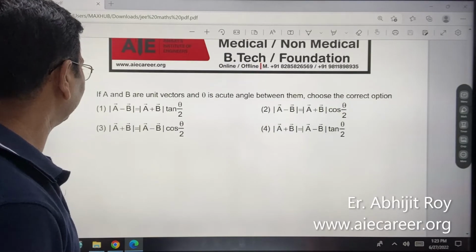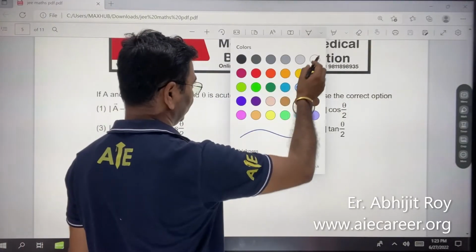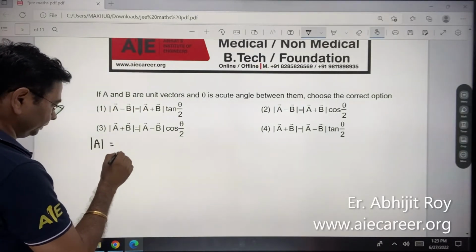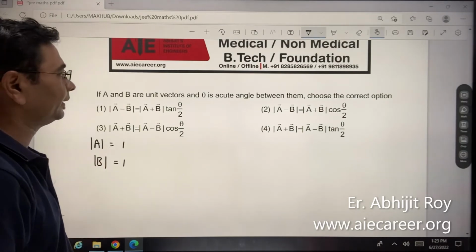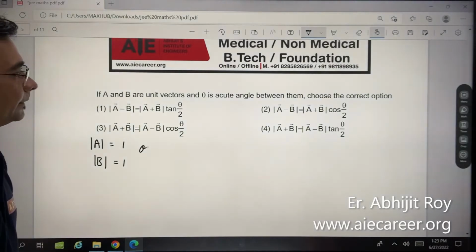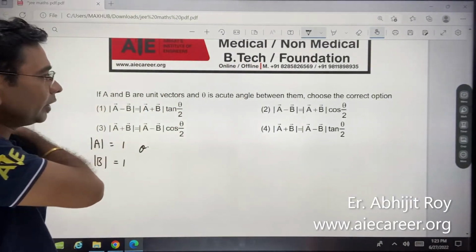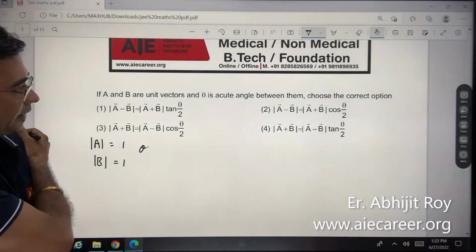So now we have got A and B are unit vectors. Okay, unit vectors means first of all you are going to say कि magnitude of A, magnitude of B, both of them are 1. Theta is given to you, which is acute, no problem, less than 90 between them. Choose the correct option. Okay, correct option choose करनी है मुझे from A plus B, A minus B दे रखा है.